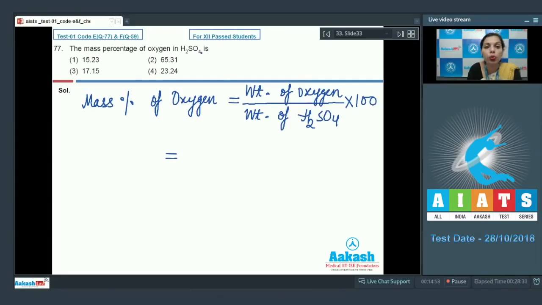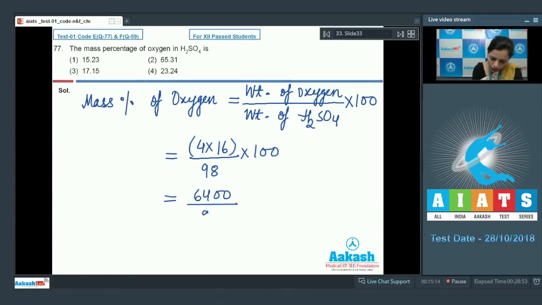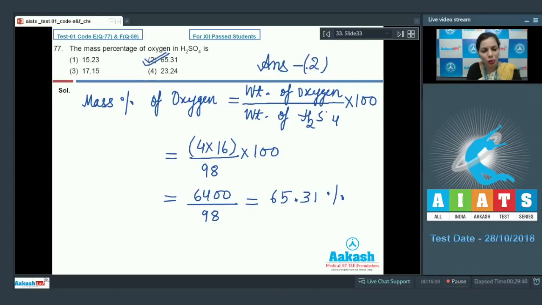Weight of oxygen in H2SO4: there are 4 atoms of oxygen. Atomic mass is 16, divided by the total weight of H2SO4. H2SO4 has the molecular weight, that is 98, into 100. So it would be 6400 divided by 98. If you divide it, you will find out that the value is approximately 65.31%. And yes, the correct answer is option 2. I hope this question is also clear to you.